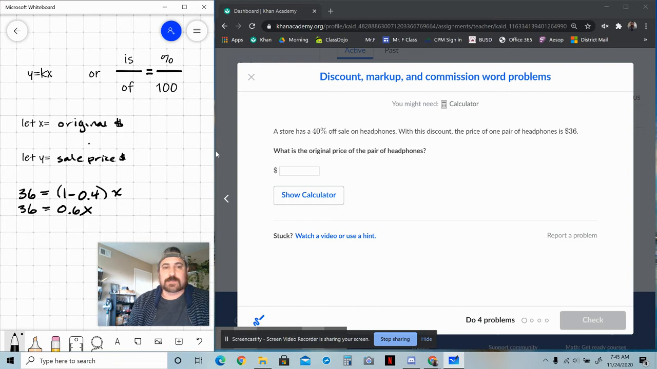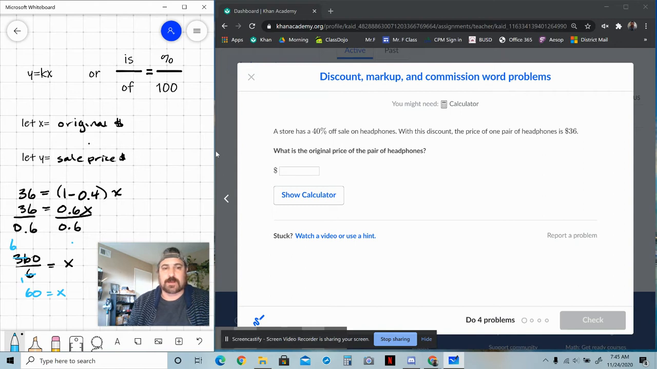Okay, so now we can solve this and get the original value. You're going to divide both sides by 0.6, and that's the same as 360 over 6, and that's equal to x. And then, of course, you can cancel 36 and the 6, becomes 6 and 1. So it's really just $60. What that's telling you is that the original price was $60.